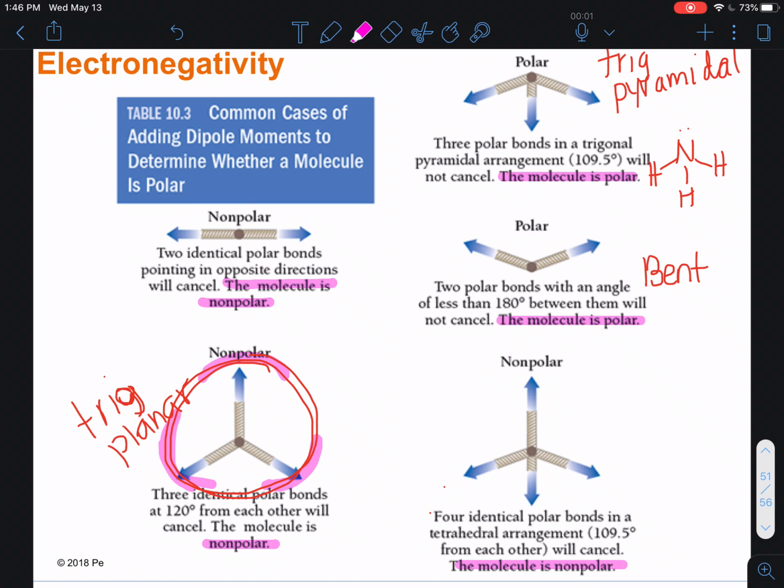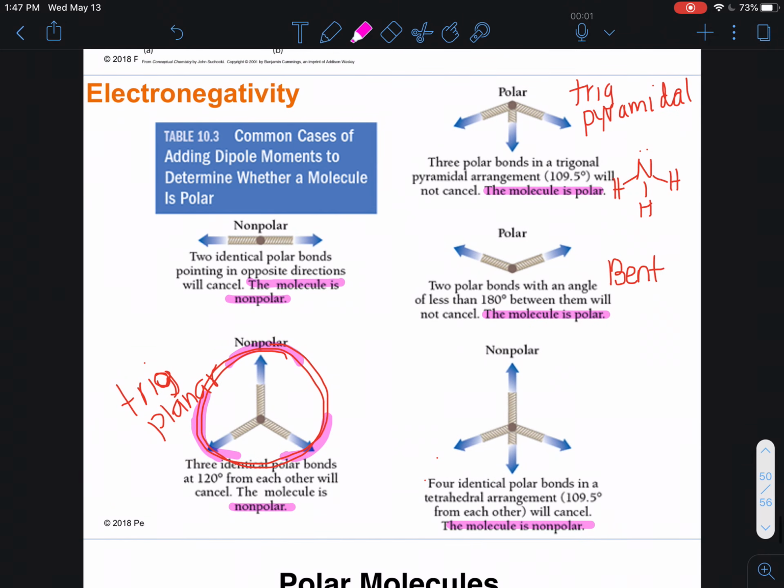Now, of course, if you have a molecule that's made up of nonpolar bonds, regardless of the shape, that molecule will also be nonpolar. It's when the molecule is made up of polar bonds that we have to evaluate the shape of the molecule, and then once we evaluate the shape, we can ask ourselves, is the molecule polar or not?